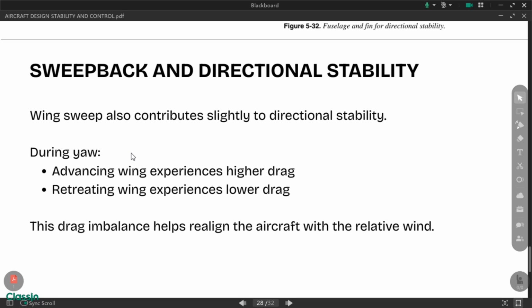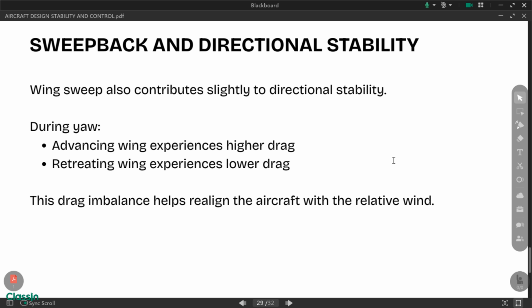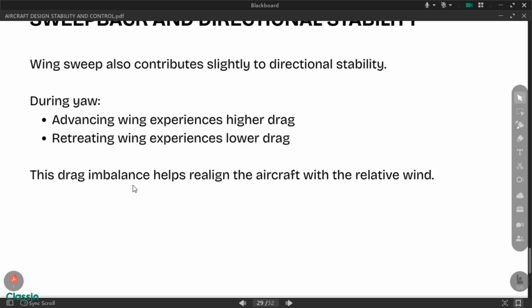Because it is the advancing wing, that wing would experience a greater airflow velocity, no? It would also develop greater drag. So that drag imbalance would create a restoring yawing moment. Okay? So our advancing wing is effectively pulled backward. That would align the aircraft again to the relative wind. Okay? This is because of the sweep. Although the effect of sweep is relatively small compared to the vertical tail and stabilizers, it still assists our directional stability.